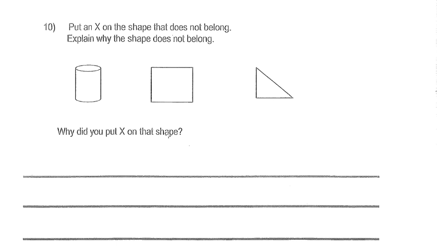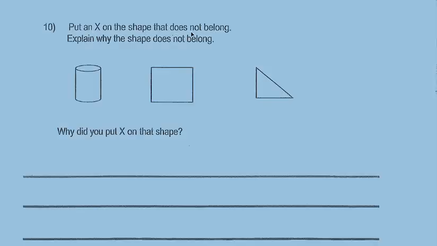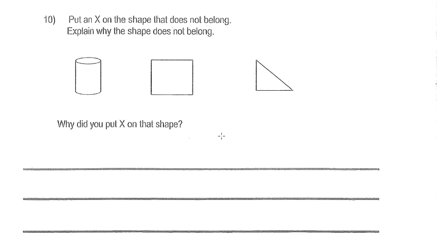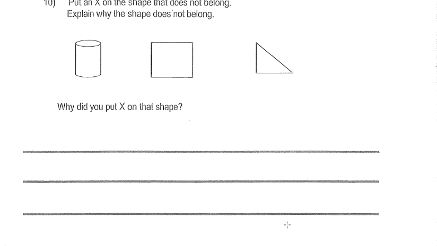Number 10. Put an X on the shape that does not belong. So you're going to put an X on this one, or this one. Once you put an X on the shape, here at the bottom, you're going to explain why the shape does not belong with the other ones. Why did you put an X on that shape? And here's where you're going to write why you put an X on that shape.